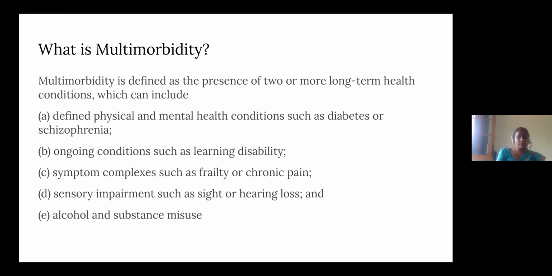What is multimorbidity? Multimorbidity is defined as presence of 2 or more long-term health conditions, which can include defined physical and mental health conditions such as diabetes or schizophrenia, ongoing conditions such as learning disability, symptom complexes such as frailty or chronic pain, sensory impairment such as sight or hearing loss, and alcohol and substance misuse.